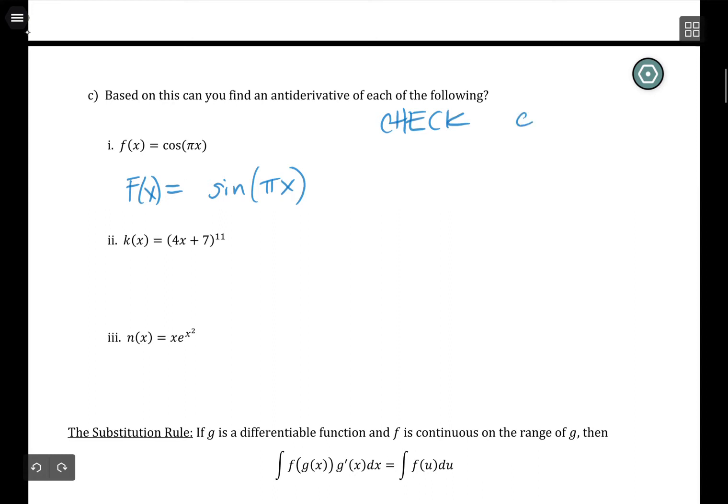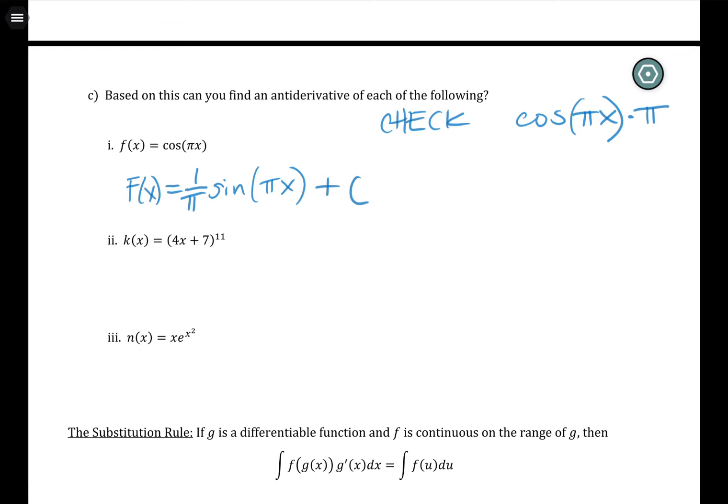The derivative of sine is cosine. Leave pi x alone. And then we chain out the derivative of pi x. So we're close, but we don't want that pi. So we'll do 1 over pi. Ooh, plus c. Pretend like I didn't forget plus c on the last page.